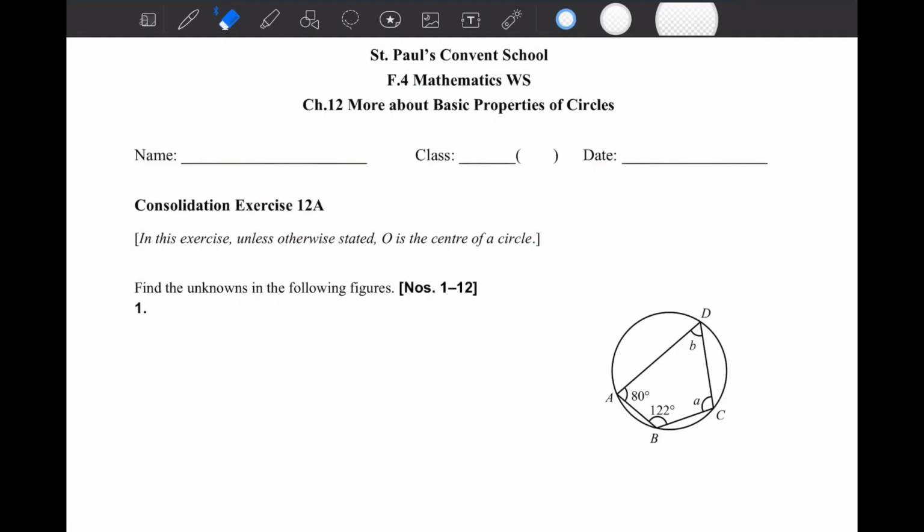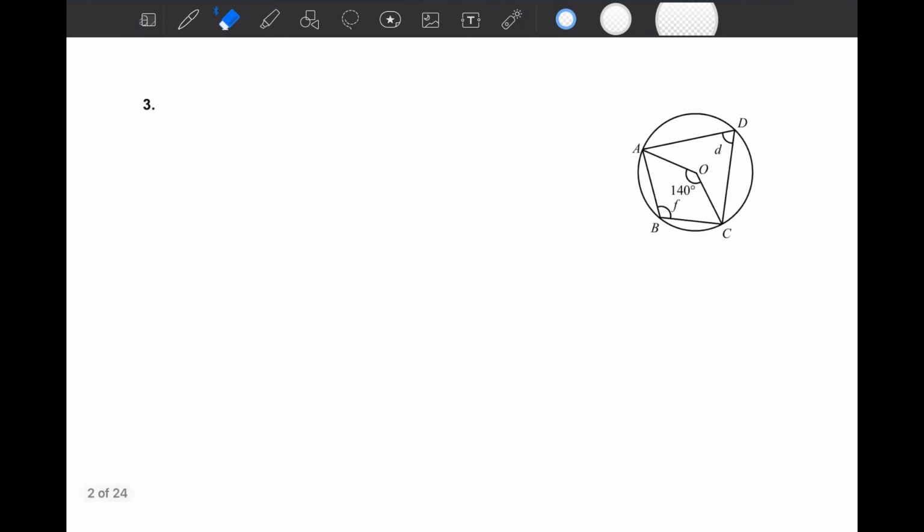Okay, so let's look at Consolidation Exercise 12A worksheets together. So instead of looking at question 1 and 2, let's look at question 3. Because you can see question 1 and 2, we just need to use opposite angles cyclic quadrilaterals directly, then we can find our unknowns. But in question 3, you have to use a little bit of the reasons you have learned in chapter 11. So let's use it as a revision as well.